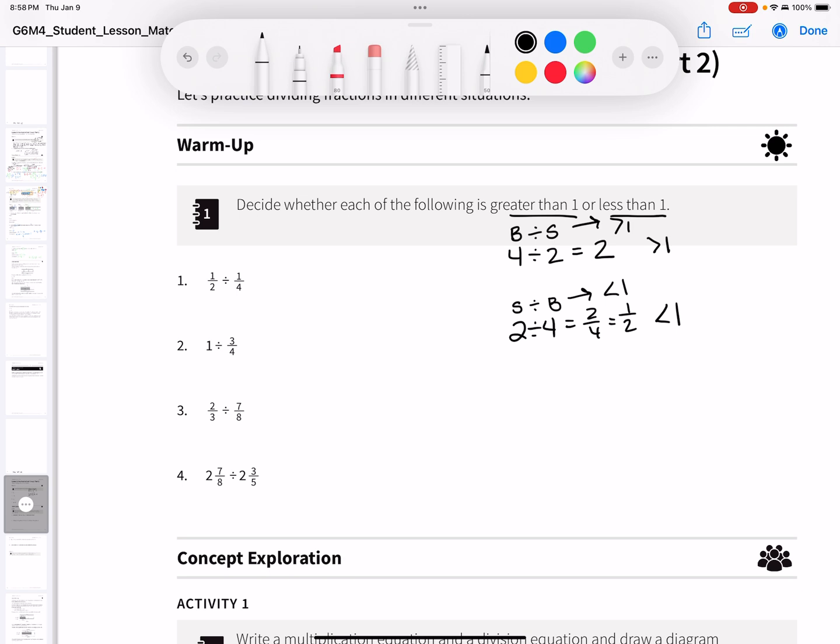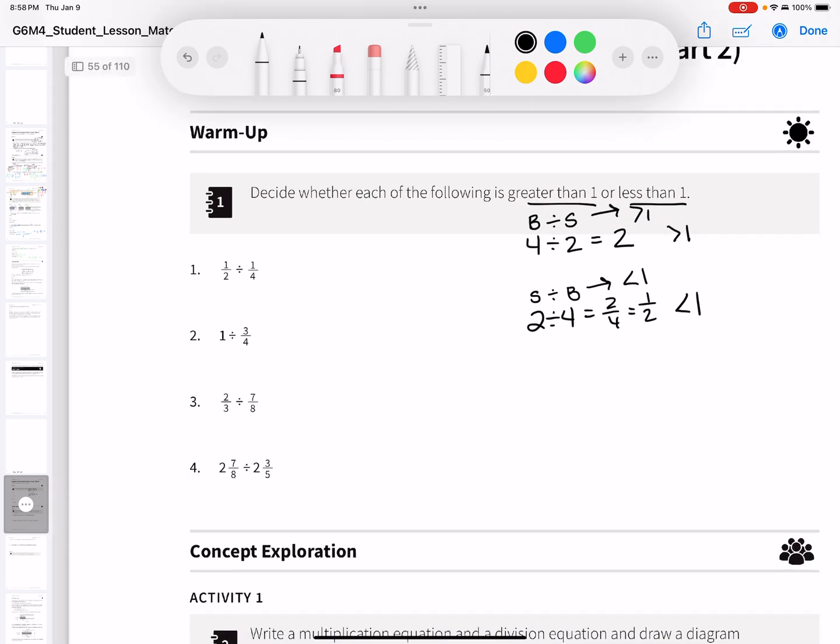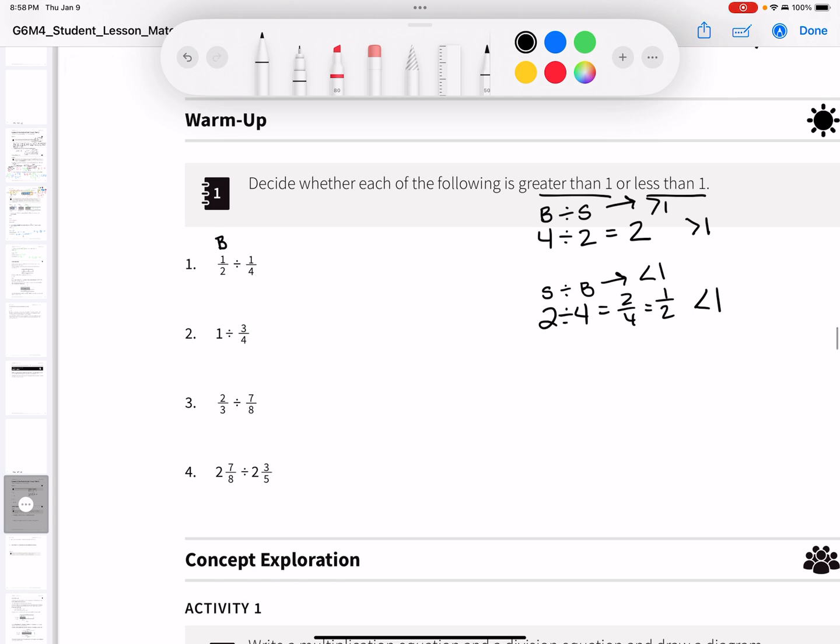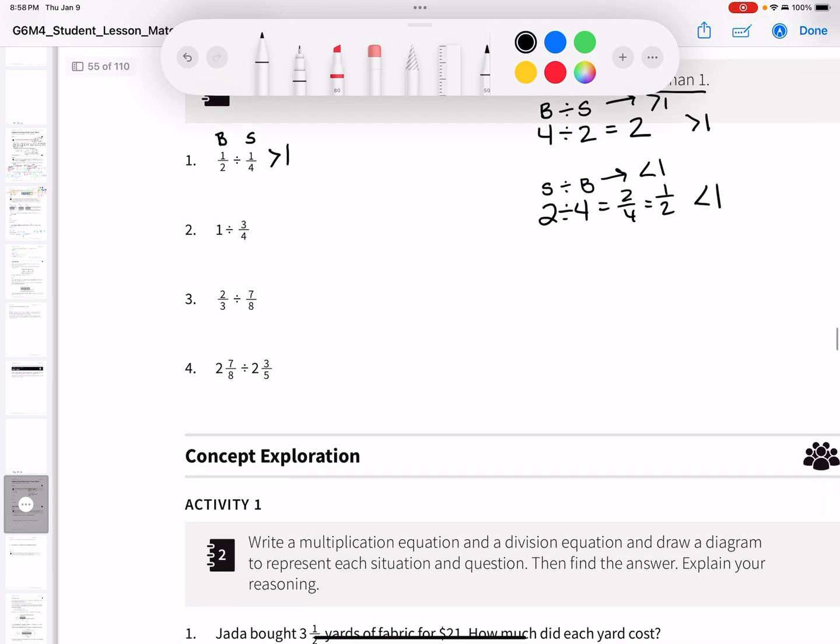So 1/2 divided by 1/4. Which number is bigger? Is 1/2 bigger or 1/4 bigger? Well, would you rather have half a cookie or a fourth of a cookie if you want a whole cookie, right? So the half is going to be bigger. So this is your bigger number, and the 1/4 is your smaller number. So this answer is going to be greater than 1 because you have a bigger number divided by a smaller number. 1 divided by 3/4. Well, 1 is the bigger number, 3/4 is a smaller number, so it's going to be greater than 1.